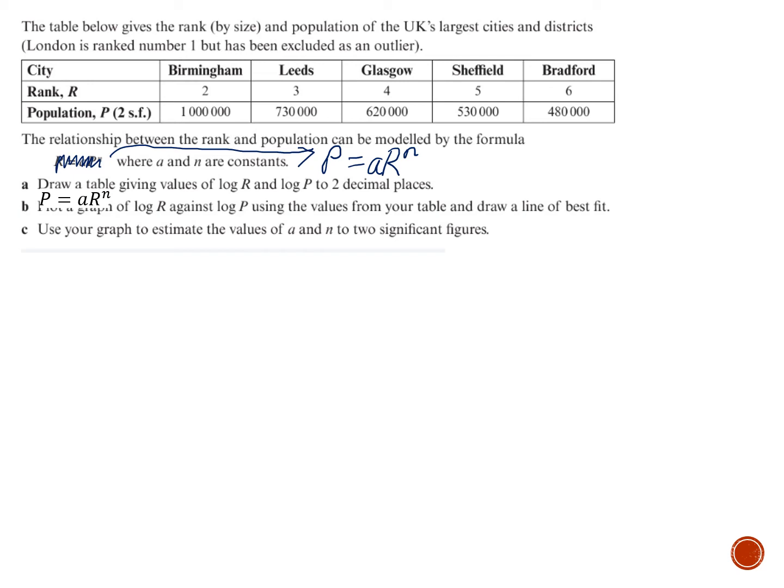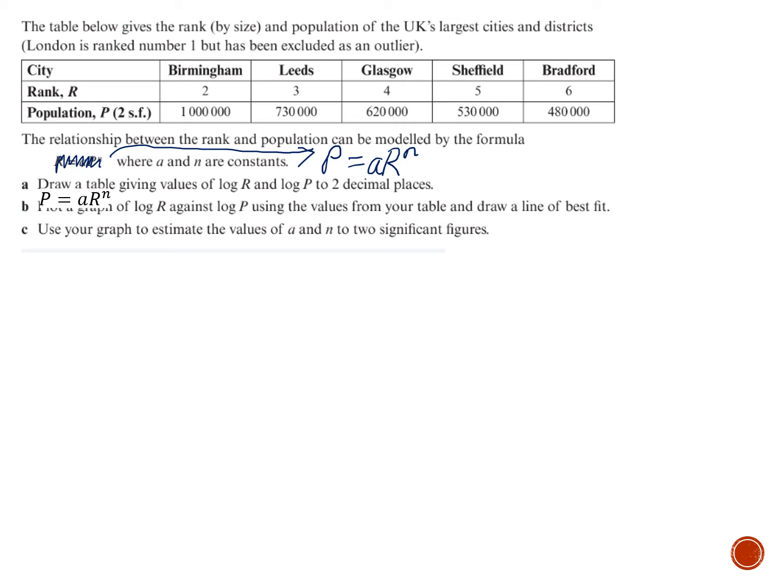So I'll give you a moment, pause it, to just copy down the question here with the table of values. Let's have a look at what they've given us. It's about the rank and population of largest cities and district, and the relationship between the rank and the population can be modelled in this particular form here. All right, so this one here you can see our equivalent of x and y are p and r. So can you see we haven't got r in a power, we've got r as a base.